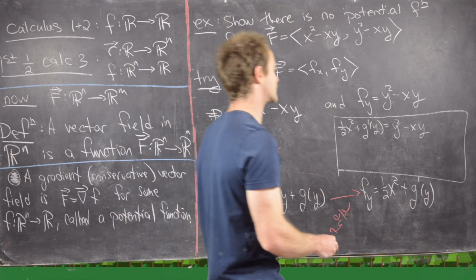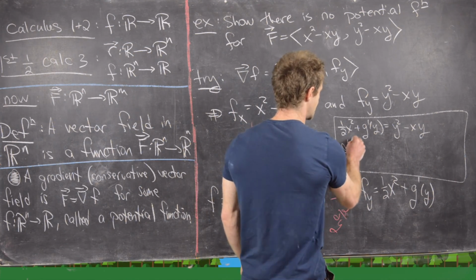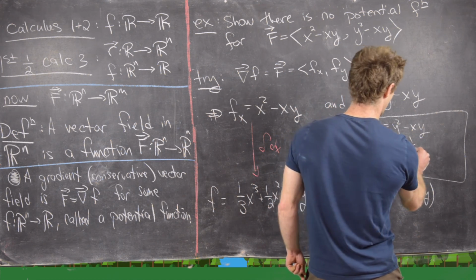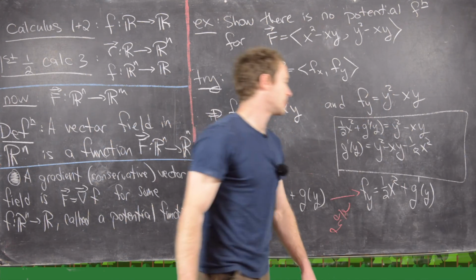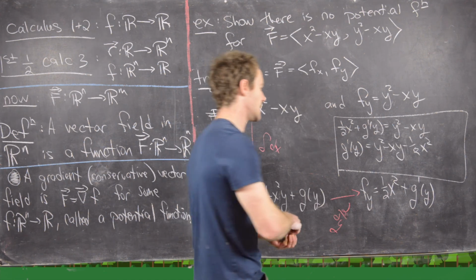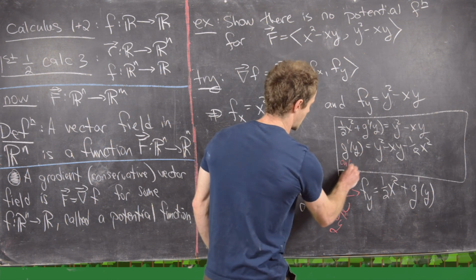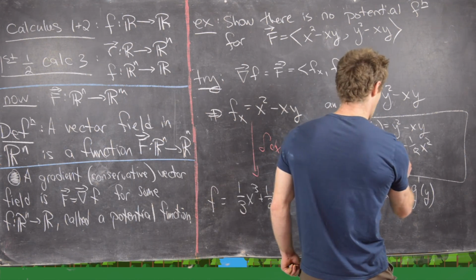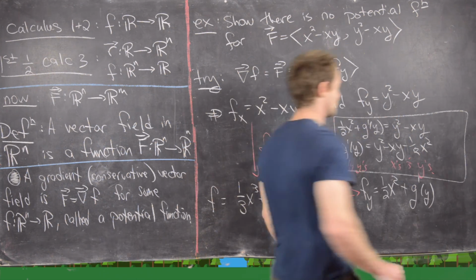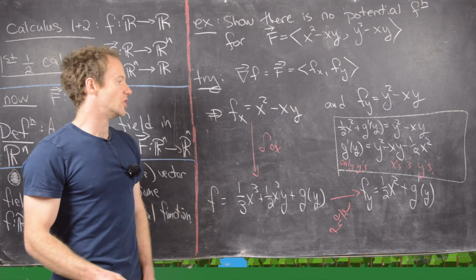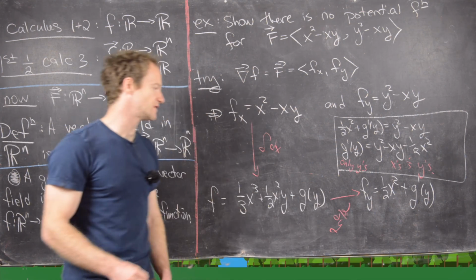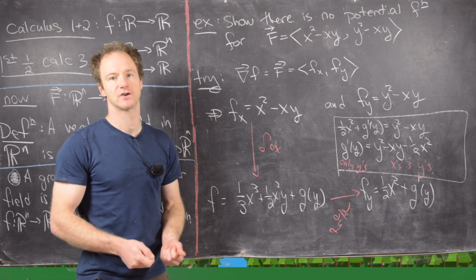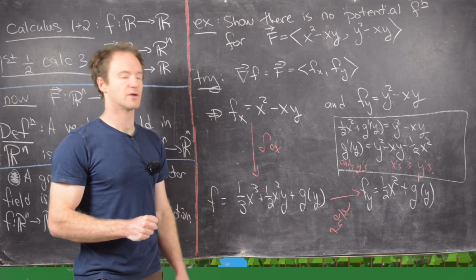But now we can move some things around. Notice that's going to give us g prime of y equals y squared minus xy minus 1/2 x squared. But this is a problem because on the left-hand side of the equation, there are only y's. But then on the right-hand side of the equation, there are x's and y's, which is impossible. And so no such g exists, but if no such g exists, then no such f exists, but that means there is no potential function for this vector field. Okay, this is a good place to stop this video.